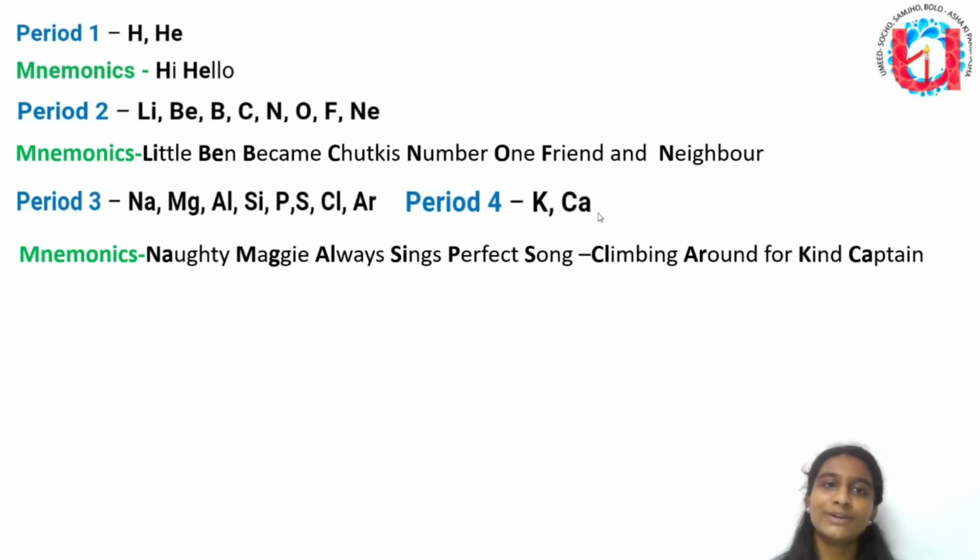Hope this video is clear. We saw about the periodic table of elements, how they were arranged, the number of rows, the number of columns, and we saw about the names of different groups and the mnemonic to remember the first 20 elements of the periodic table. Hope it's clear.